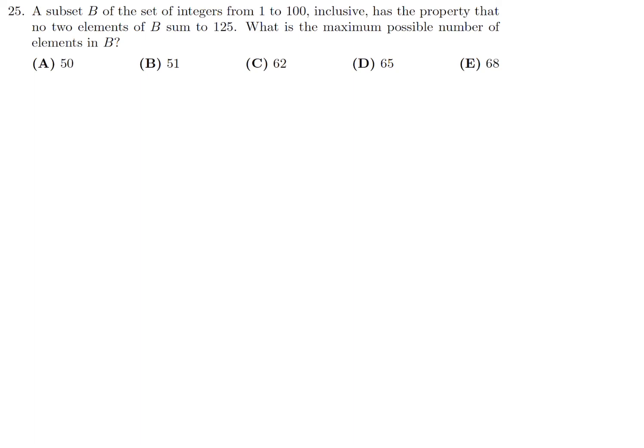A subset B of the set of integers from 1 to 100 inclusive has the property that no two elements of B sum to 125. What is the maximum possible number of elements in B?